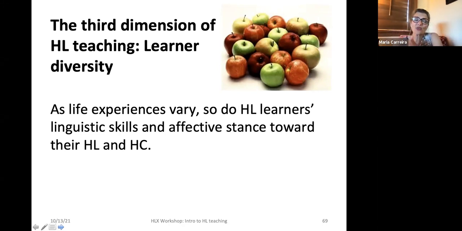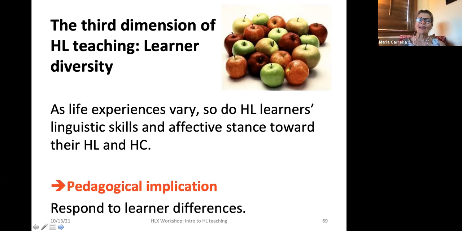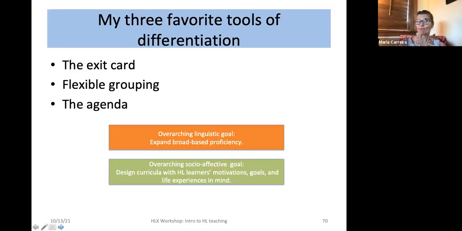And in the same classroom, I may have a second or a third generation Latino whose Spanish will not be as strong, and also who have suffered discrimination. Right? So their mindset is going to be very different, right? And so the pedagogical implication of this is that you want to respond to learner differences, right?